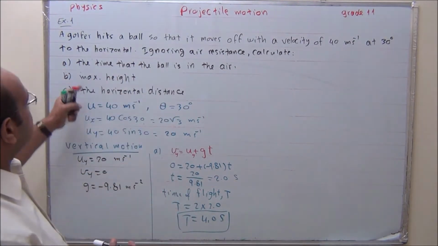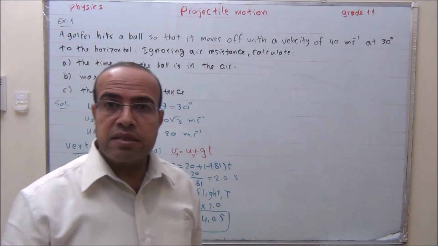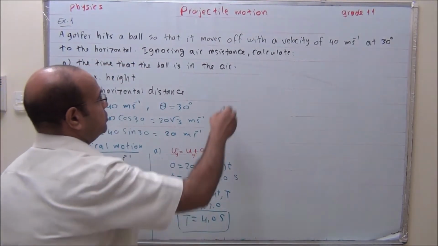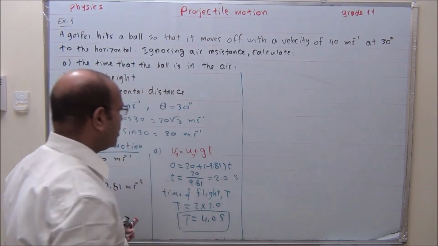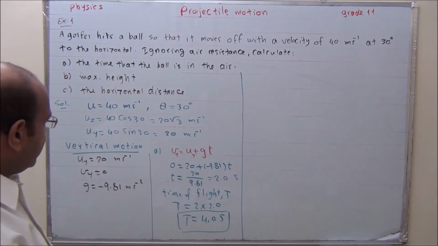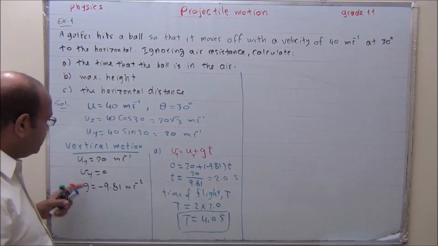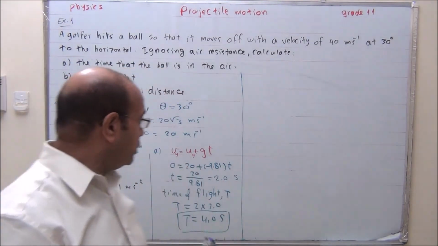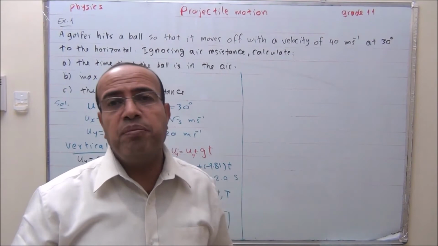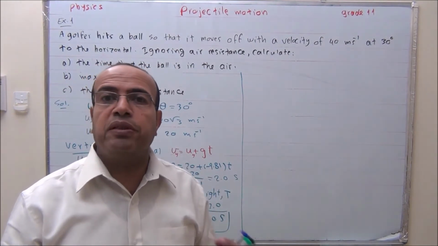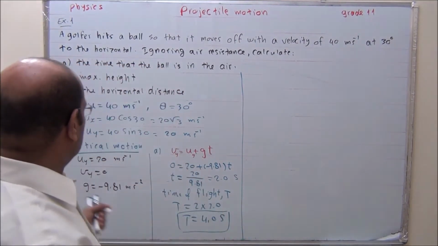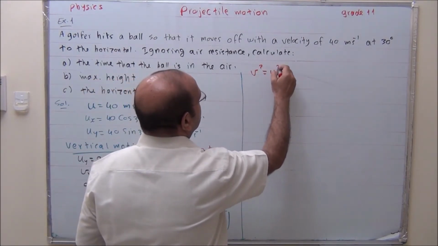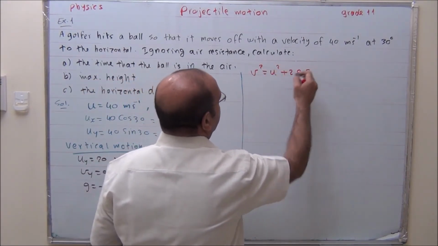The second part, we need the maximum height. Still we are in vertical motion. So we continue. We need to get S. We have U, V, and G. Which formula? We don't have time. Don't depend on your answer, maybe this answer is wrong. So it's better to depend on the given. So we use the formula V squared equals U squared plus 2GS.